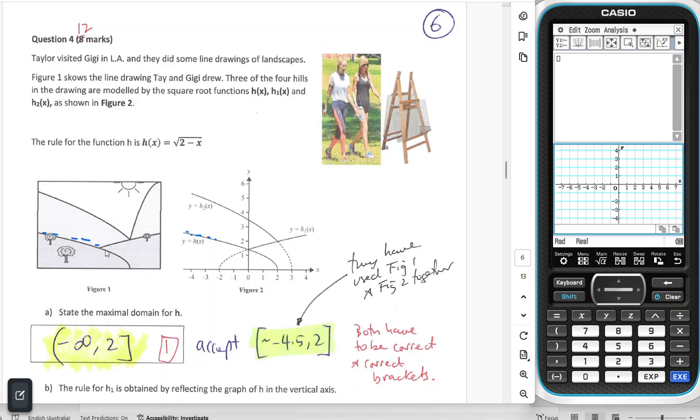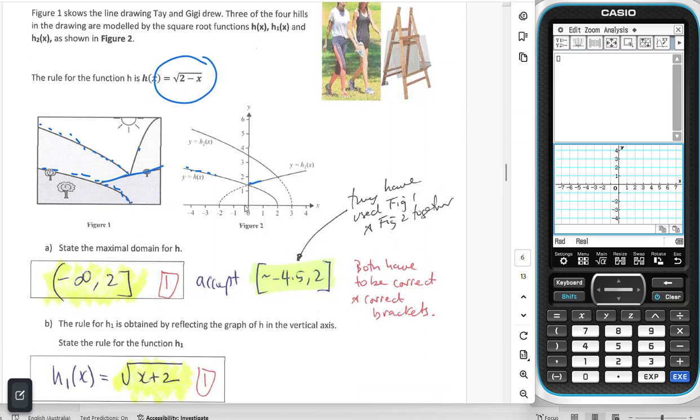Curve along here. And H1 has a restricted domain, and that's that curve there. H3 is this curve here with a restricted domain, and H4 when we get to it, or H3 when we get to it, is this one here. And H is this. So the question's asking, state the maximal domain for H.